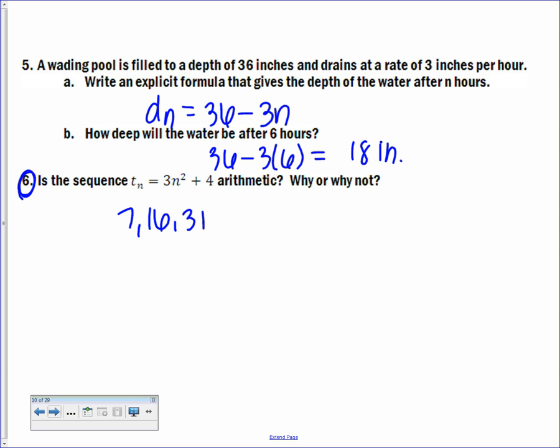Okay, so 7 to 16 and then 16 to 31. Is that the same amount? Absolutely not. So this is no constant difference. So this is not arithmetic. Okay, if you wanted to check a fourth term, you can, but obviously if it's a no right away, it's going to be a no overall.